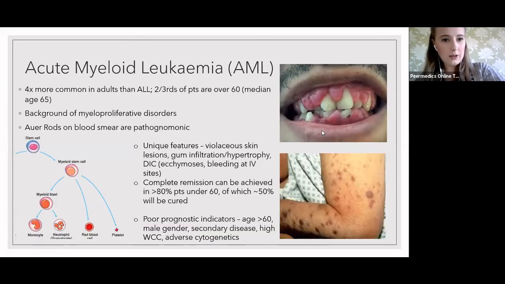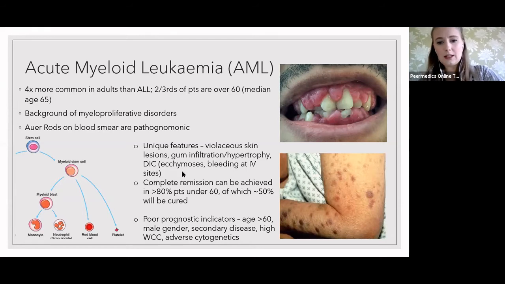So, distinguishing features of this. AML is about 4 times more common in adults than ALL. So it's a disease of older people. The median age for it is about 65. About 30% of cases will have had a myeloproliferative disorder as a background. And you get these Auer rods, which I showed you on the slide back at the beginning.